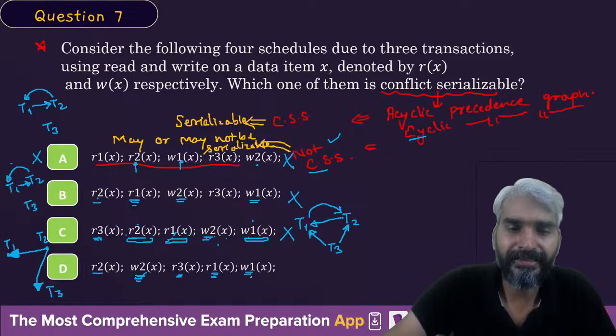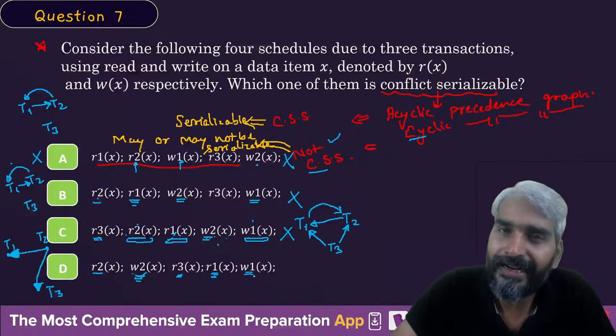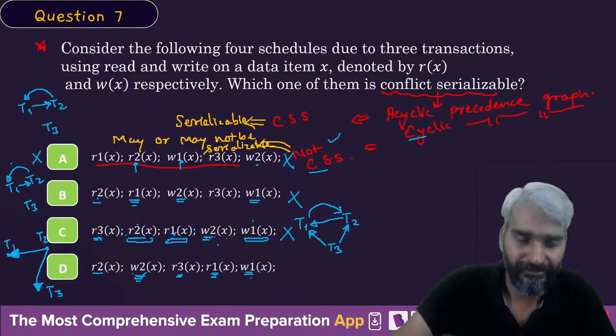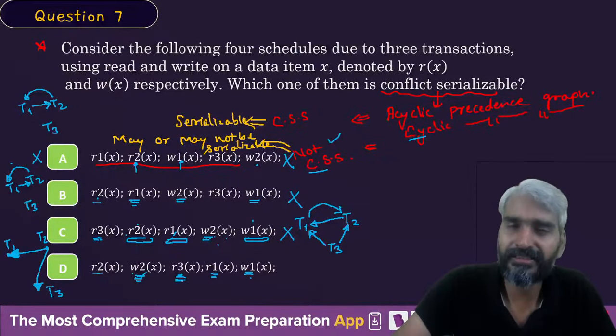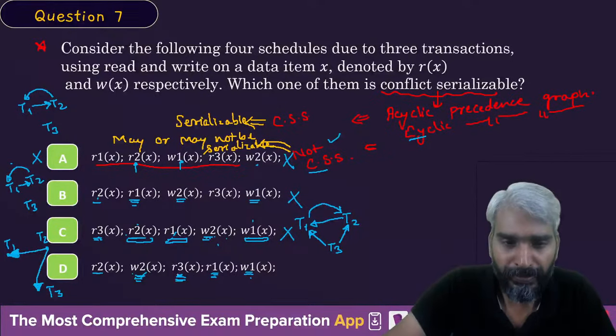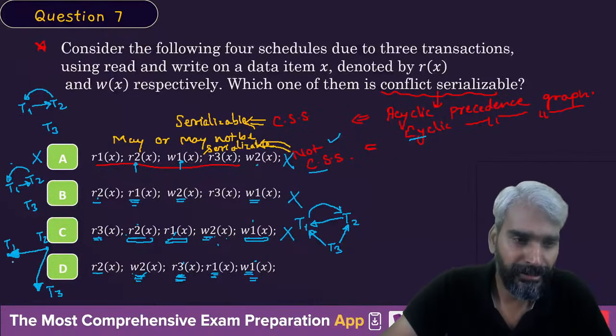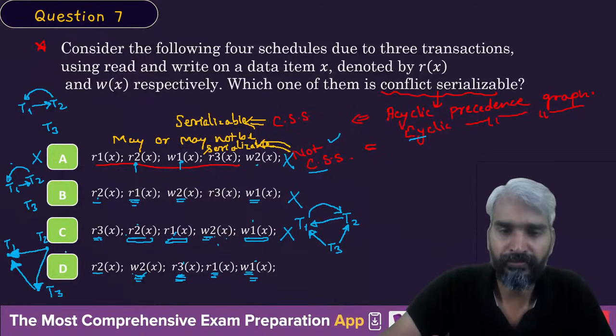Now this is write and this is write. So again, the write of T2 should appear before write of T1. So that's also fine. Now let's look at the third one. This is read of T3. It will have a problem only with the write operation. So the write operation after this read is by transaction T1. So T3 should execute before T1. So this will be the direction. T3 should execute before T1.